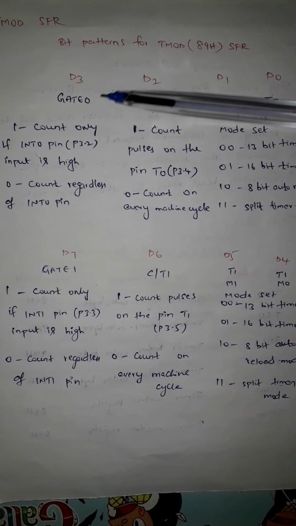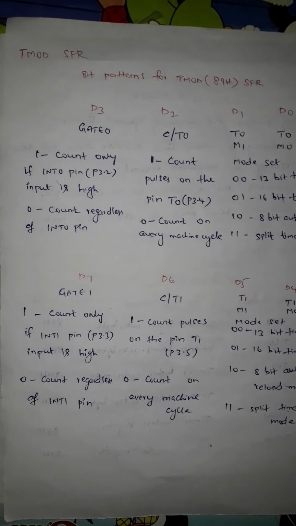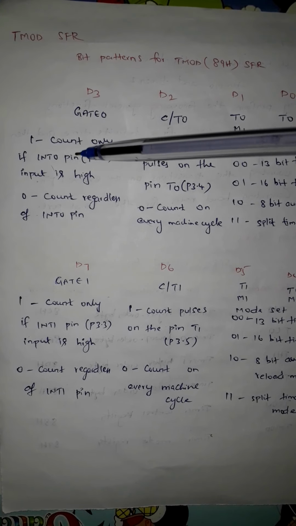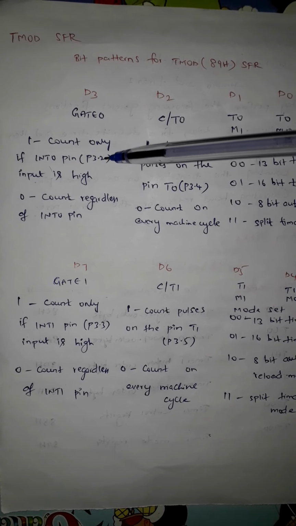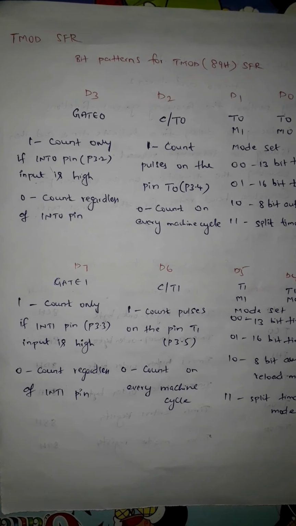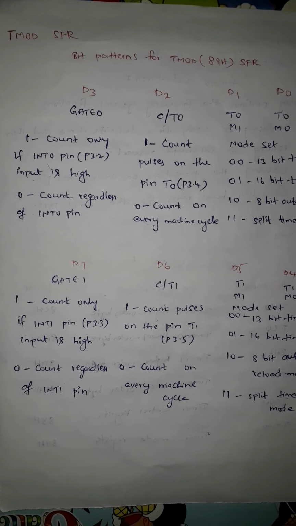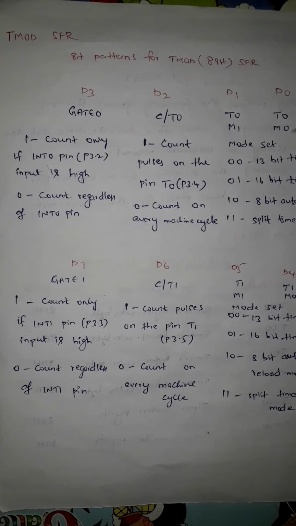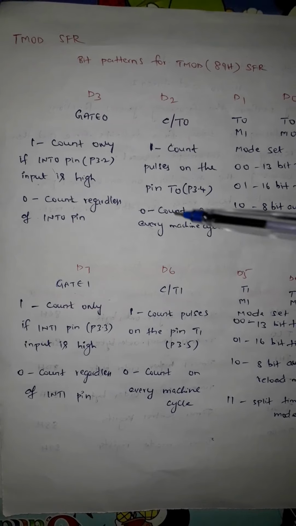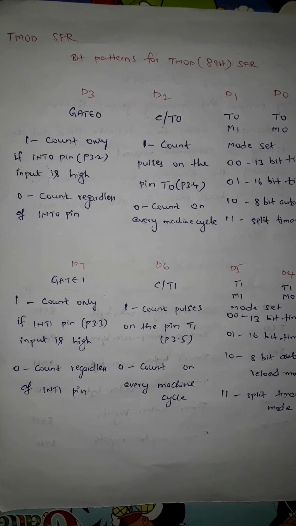And the D3 bit is a gate bit. It is used to count on interrupts. If this bit is 1, then it counts only if you have the interrupt on the pin P3.2. So if you have an interrupt, then it counts those events. The events can be given through the interrupts. Otherwise, if it is set to 0, then it just counts regardless of the interrupts, neglecting the interrupt pins. So remember this is a gate bit that is used to count on interrupts.